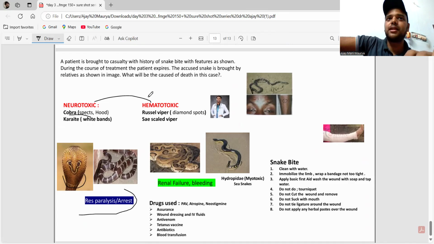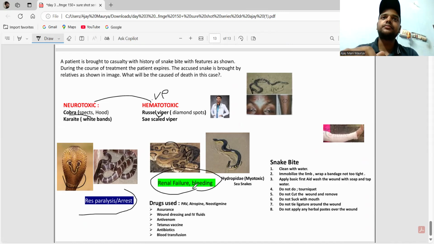Come to the hemotoxic. Remember, hemotoxic means what? In the blood vessels. Viper means vessels, like this one. Remember the hemotoxicity or vascular toxicity. V for viper, V for vessels. Hemotoxicity. Okay, there is a diamond spot, there are diamond spots on the body here. What is the most common cause of death? Renal failure or bleeding. Obviously, when it is hemotoxicity, then obviously there is going to be bleeding.